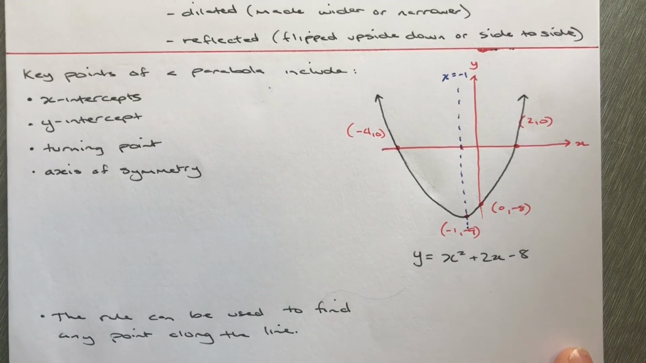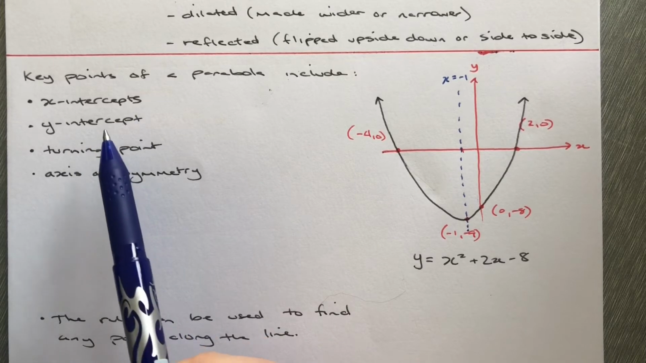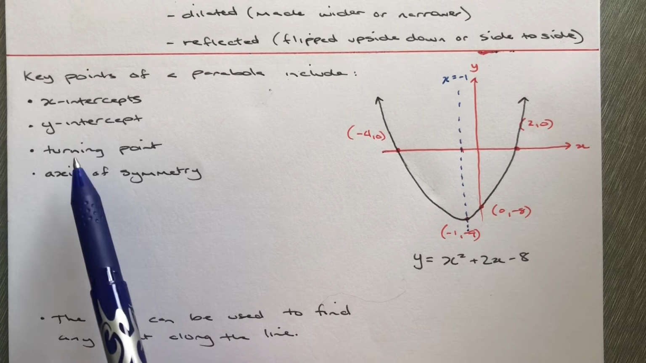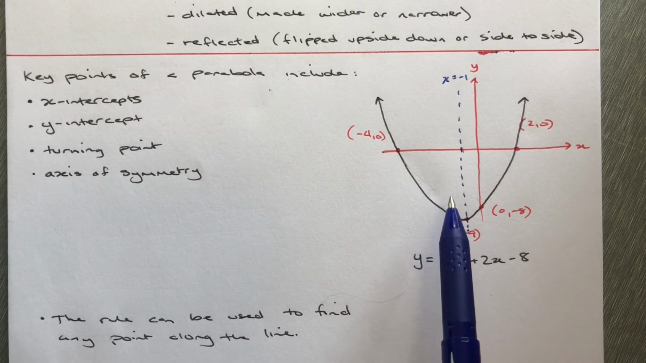Now, one of the things that you're going to have to do is recognize where all these different things are. So it might show you a graph and you'll be asked to show all these things. All you need to do is be able to look at the graph and point them out, which is what I just did to show you.